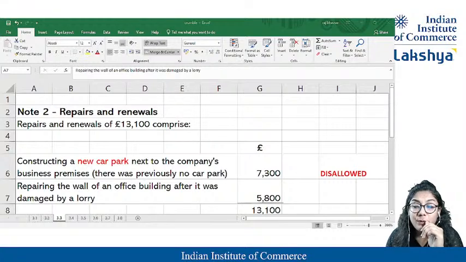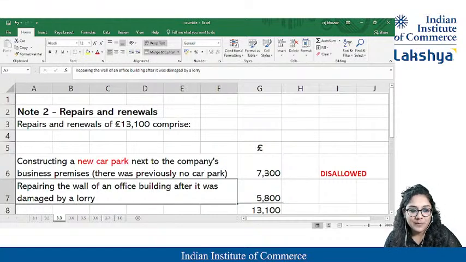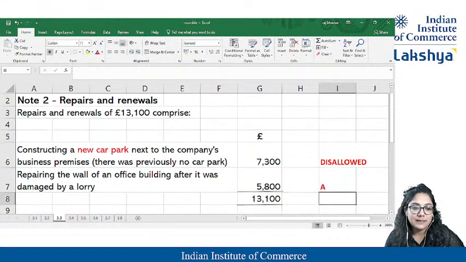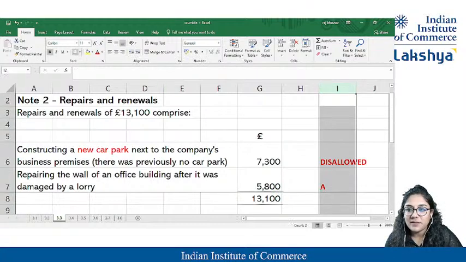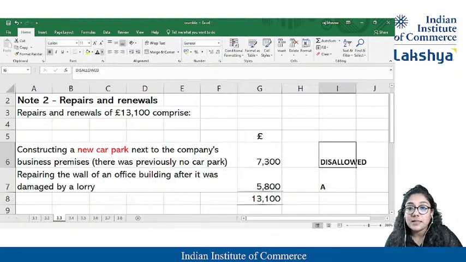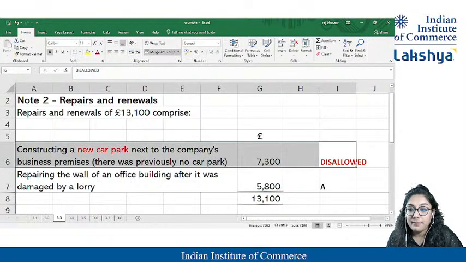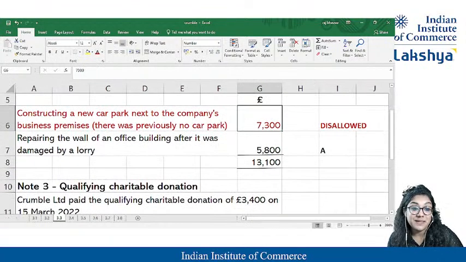If I am doing improvement, ma'am, it has to be capitalized in the cost and not in the P&L. So it is disallowed over here. The repair is allowed, need not do anything. Understood everyone. I'll mark the disallowed things in red color, so it is easily visible at the time of doing the question. I will make everything red. So this is allowed.